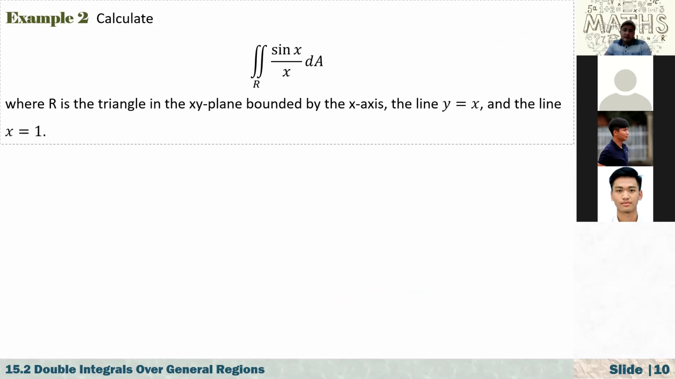Okay, one example for this. Calculate this double integral over the region R of sine of x over x dA, where R is the triangle in the xy plane bounded by the x-axis and the line y equals x and the line x equals 1. It is just the same region that we have just used here. So we are going to integrate this over this region again. So that is our y-axis, this is our x-axis, and this one is y equals x, and this point is 1, and also this point is 1. So our integration region is this.